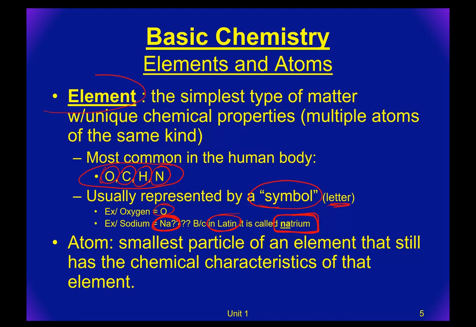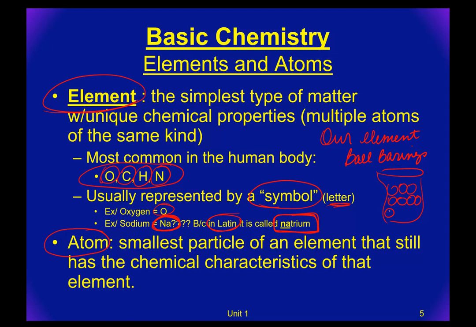So when we talk about elements, elements are the general name for something. But if I want the smallest bit of that element that is still that element, I talk about having an atom. An atom is the smallest particle of an element that still has the chemical characteristics of that element. I already mentioned this before, having a jar of ball bearings. Let's say that for the sake of argument, our element is ball bearings, right? That whole jar has them in there. But what is the smallest piece that I can take out of that jar that is still that same thing that's inside the jar?